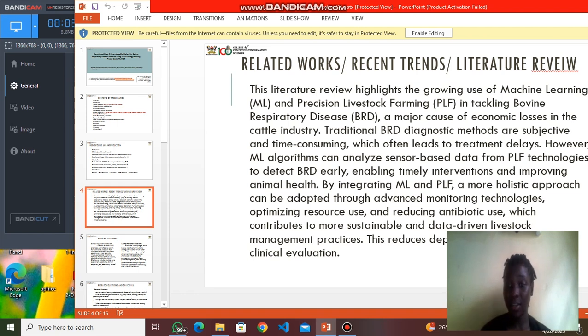But the sensors that we have don't require you to be there physically. They will always provide timely interventions, and the farmer will get an alert and react accordingly to improve the animal health. So by integrating machine learning and precision livestock farming through advanced monitoring technologies, we guide and reduce antibiotic use, which contributes to more sustainable and data-driven livestock management practices and reduces dependence on subjective clinical evaluation.